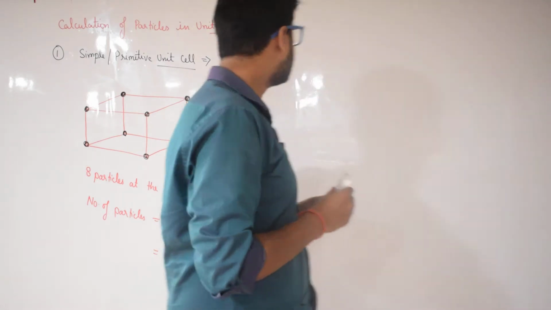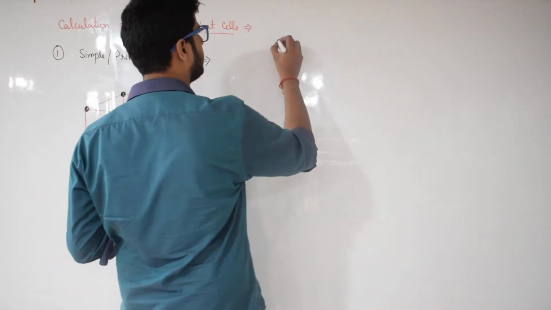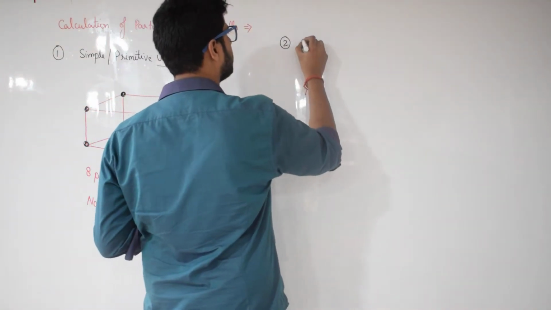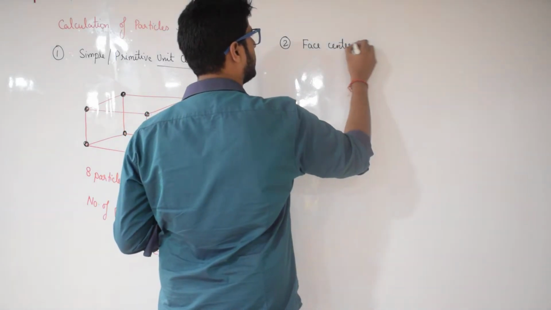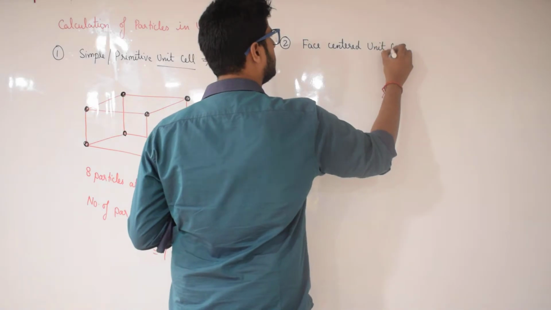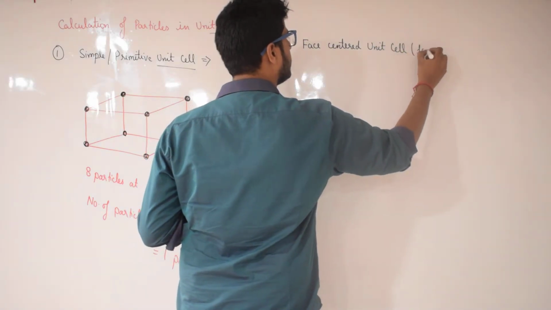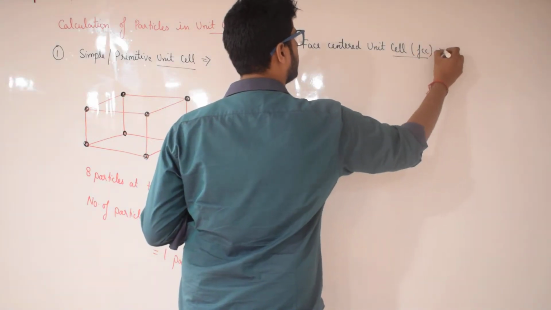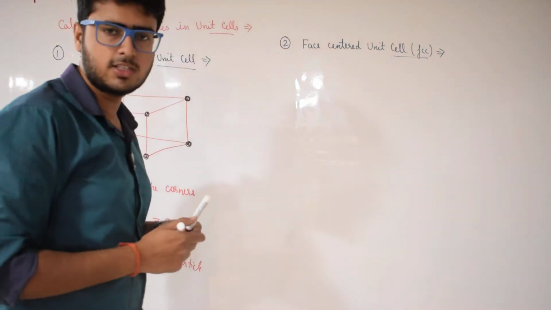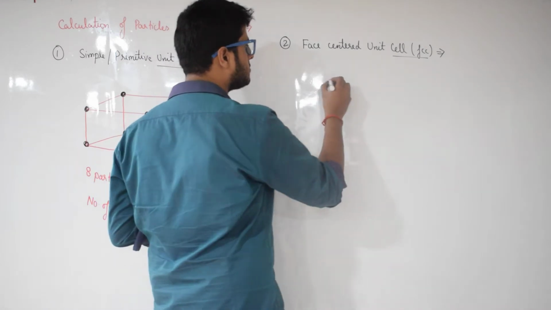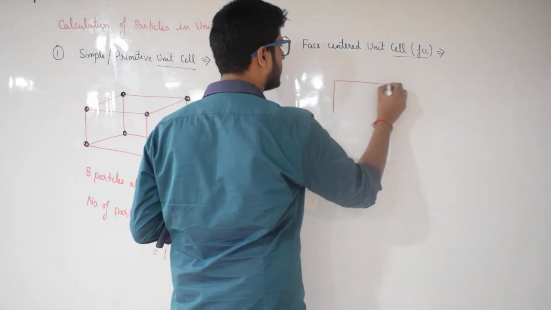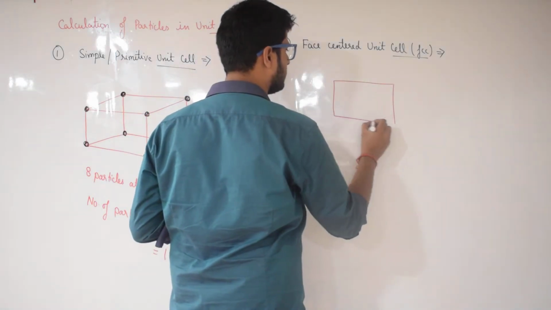And the next type of system would be the face centered unit cell, also known as FCC arrangement. So, in case of FCC arrangement, let us have a diagrammatic view of the same.